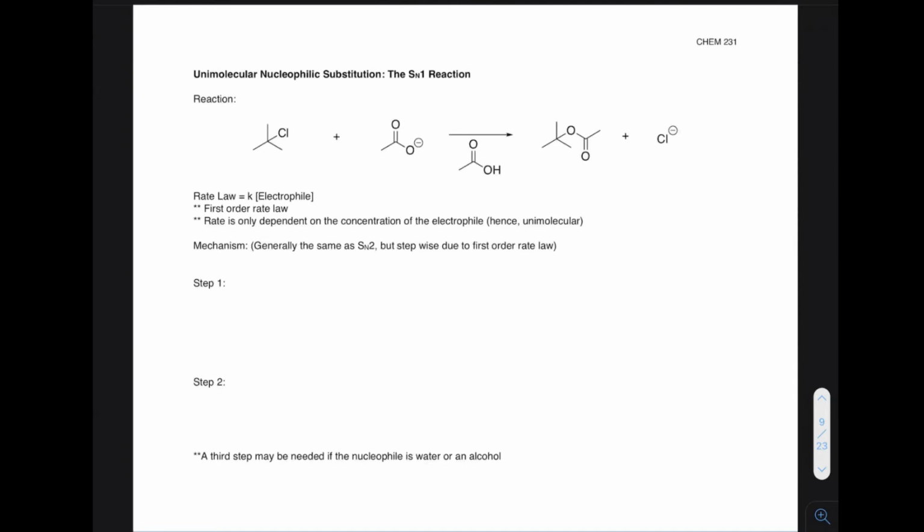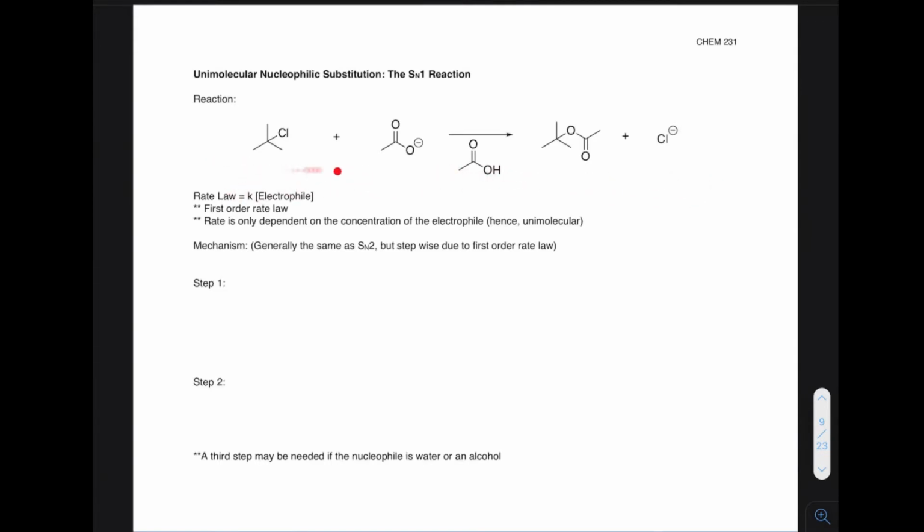Alright, so in this video we're going to be talking about the SN1 reaction. So this is, as the name implies, pretty similar to the SN2 reaction. The big difference is, instead of bimolecular, it is called unimolecular. And we'll get into the differences there. But this is the general reaction scheme for a SN1 reaction.